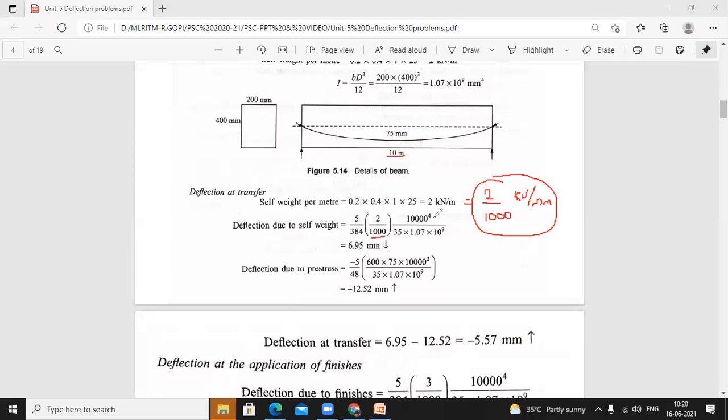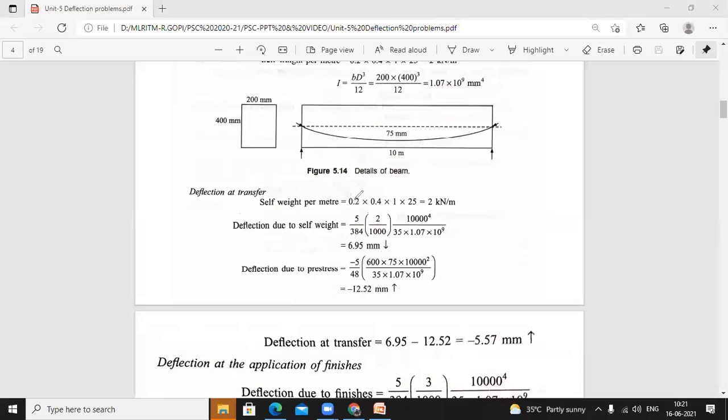If converted to mm, it is 10 into 10 power 3, power 4, divided by 35 kilonewton per mm square for E, the Young's modulus value, which they gave in kilonewton per mm square. And the moment of inertia I, we already calculated as BD cube by 12, also in mm. So 1.07 into 10 power 9. Substituting all the values, we found 6.95 mm downward. Self-weight load always acts downward.